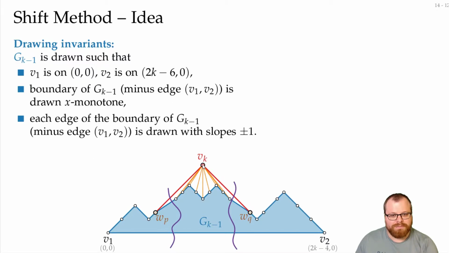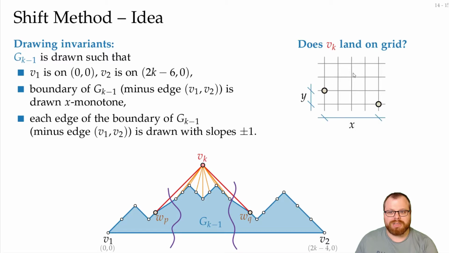But can we even place vk on this position? So is this a grid position? Or could it be that we have the case like this, that it lies somewhere in the middle between grid lines, or on a grid line but not on a horizontal grid line? But we can show that it really does land on a grid line. And that comes from this condition here.